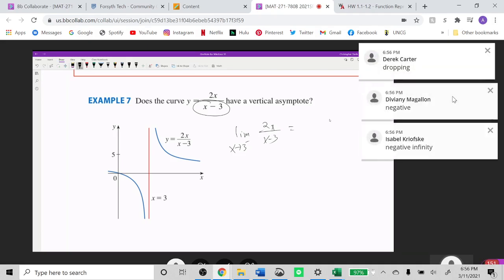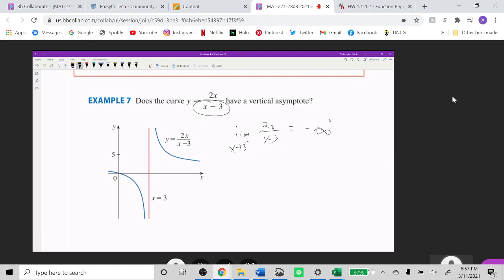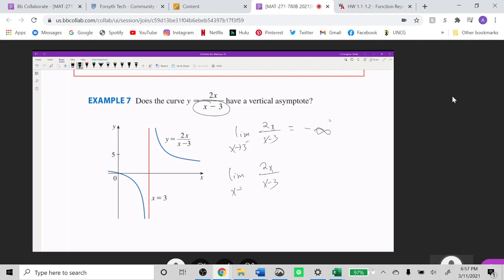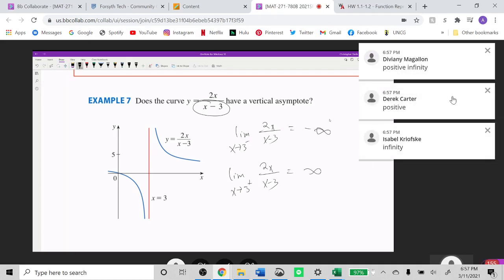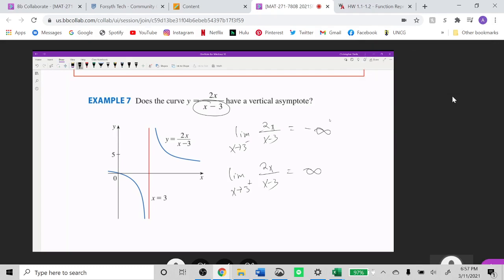So what are they getting closer and closer to? So we're going to write negative infinity here, right? Because they're decreasing without bound. What's the limit of 2x over x minus 3 as x approaches 3 from the right? They're rocketing upwards, right? They're growing without bound. So we say that this is equal to positive infinity.